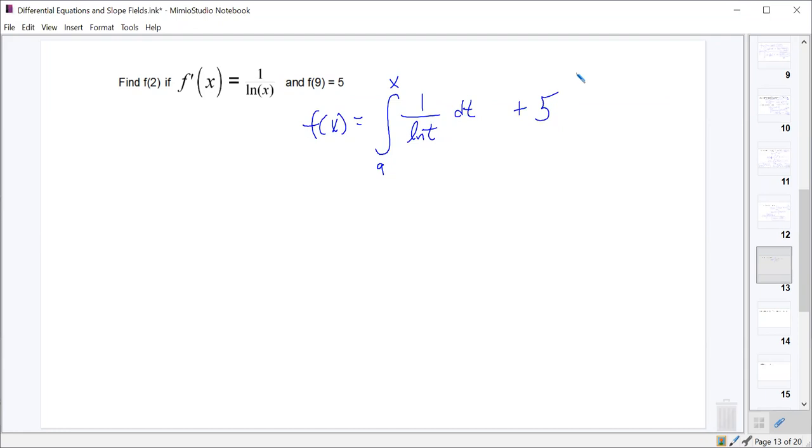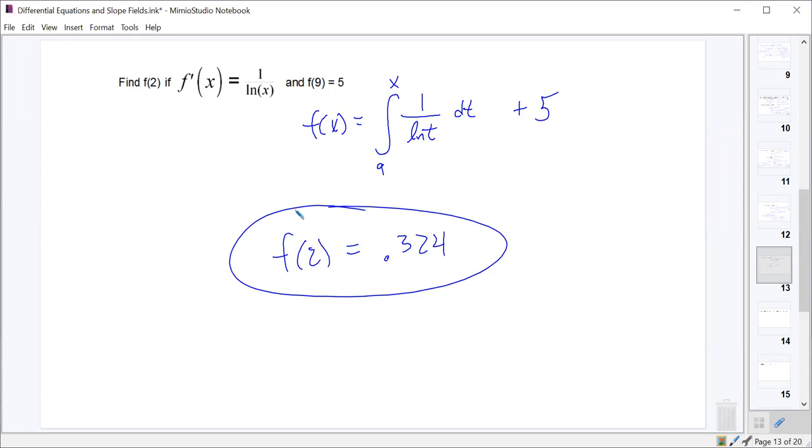And so that gives us, when we take the derivative, 1 over ln x, and when we plug in 9 for x, it gives us a 5. Is that what you all got for your function? Yeah. Okay. Yep. And with any luck, when you evaluated from 9 to 2, what did you get? 0.3239. Sorry, say that again. 0.324. Everybody good with that or no?